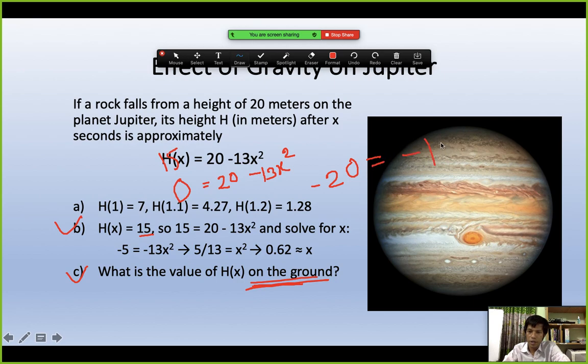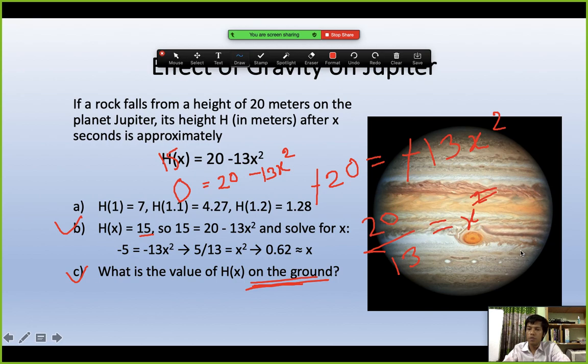minus 13x squared. This is how we do most of the math; the calculation process is more or less the same. So the minus signs cancel out from both sides, and then we have 20 divided by 13 equals x squared. That means x squared equals 20 divided by 13.